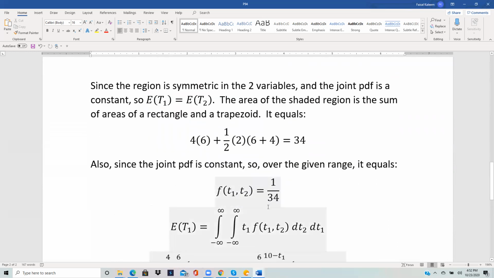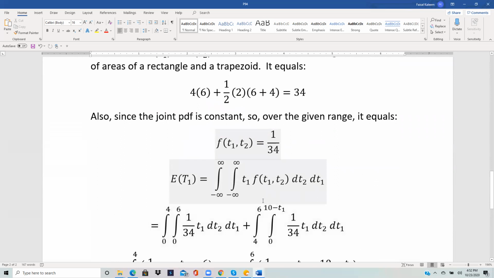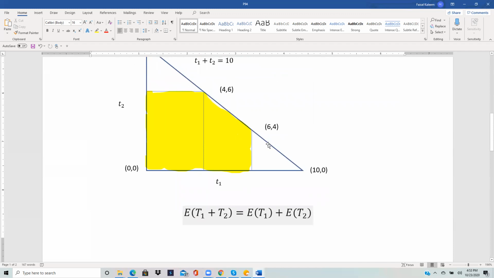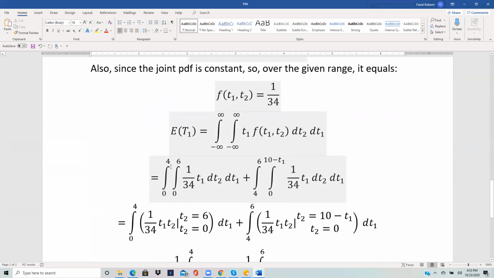And as we discussed, we just need E of T1 because E of T2 is the same. So E of T1 in general will be the double integral of T1 against the joint distribution, dt2, dt1, from negative infinity to infinity. The outer limits are on T1 and the inner limits are on T2. Now what we see is that as long as we are in this rectangle part, T2 is between 0 and 6, and T1 is between 0 and 4. So T1 between 0 and 4, and T2 between 0 and 6. And then f of T1, T2 is 1 by 34. And the T1 stays as it is.